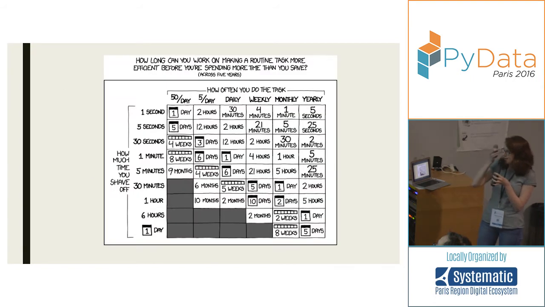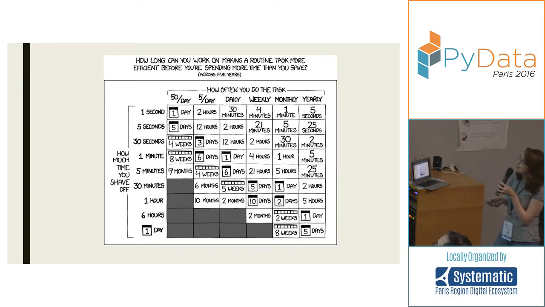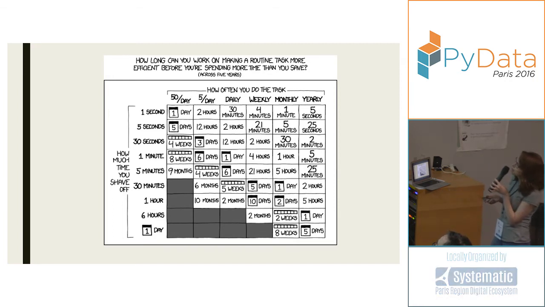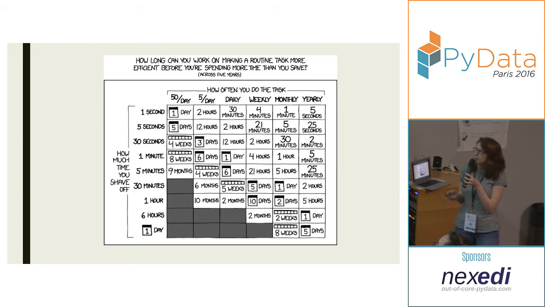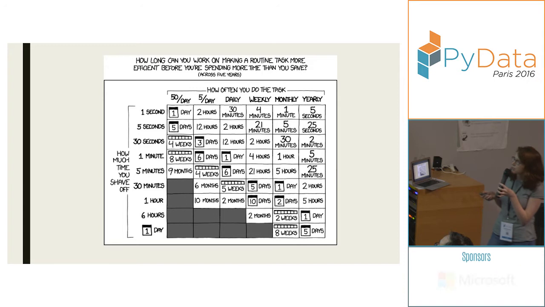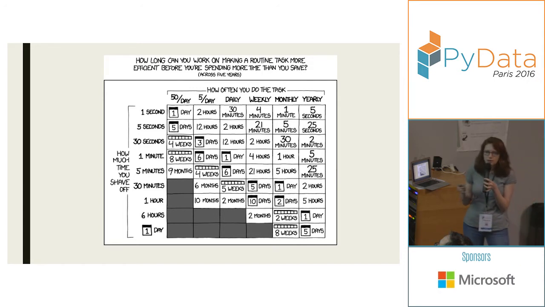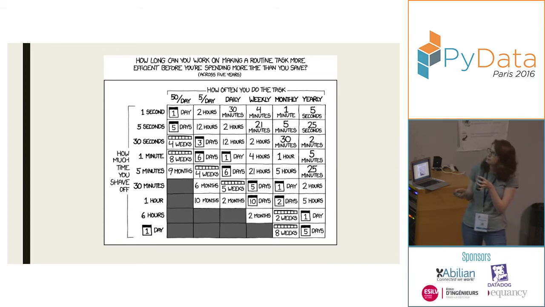So I think this is an appropriate comic at this stage. The title reads, "How long can you work on making routine tasks more efficient before you're spending more time than you save across 5 years?" So I probably spend about an hour a week or maybe more rewriting reports because the data's changed. And reading off from this comic, that actually equates to 10 days per year. So if I can create a method for automating reports in less than 10 days, then I think I'm winning.